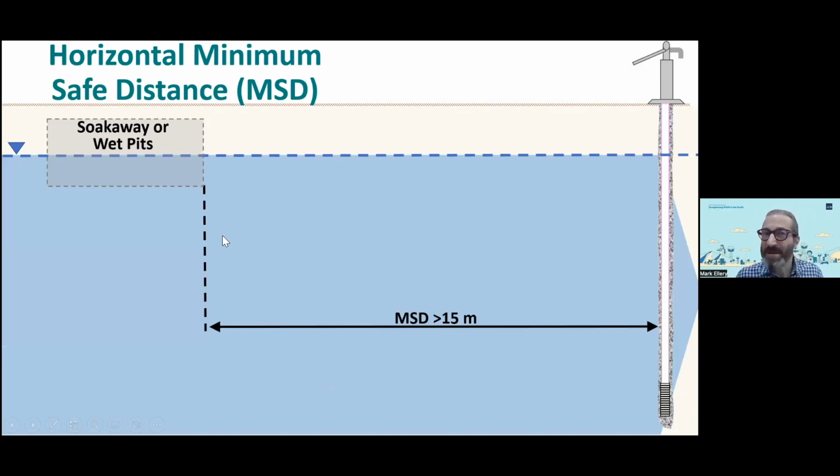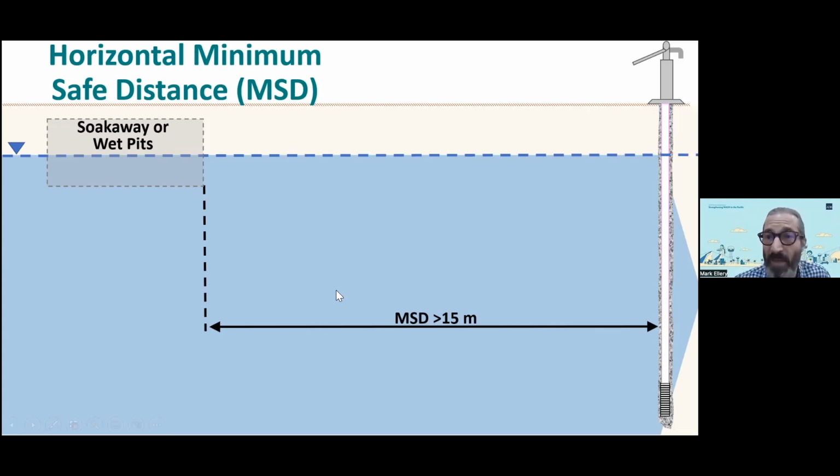The other kind of condition that we're concerned about is the horizontal distance between a soakaway and a water source. And this is quite a different condition. This is a condition where the pit is in the water. So rather than relying on our vertical setback distance, here we actually have the pit in the water and the water flowing from left to right here.